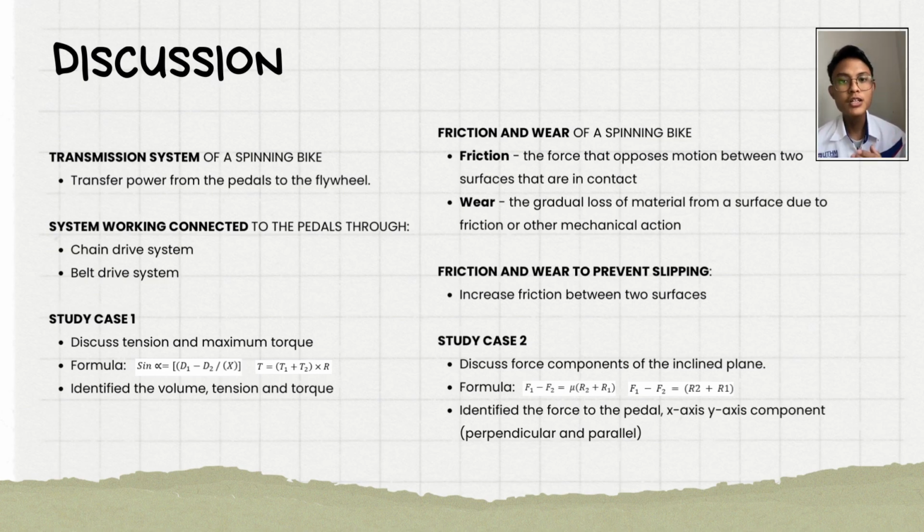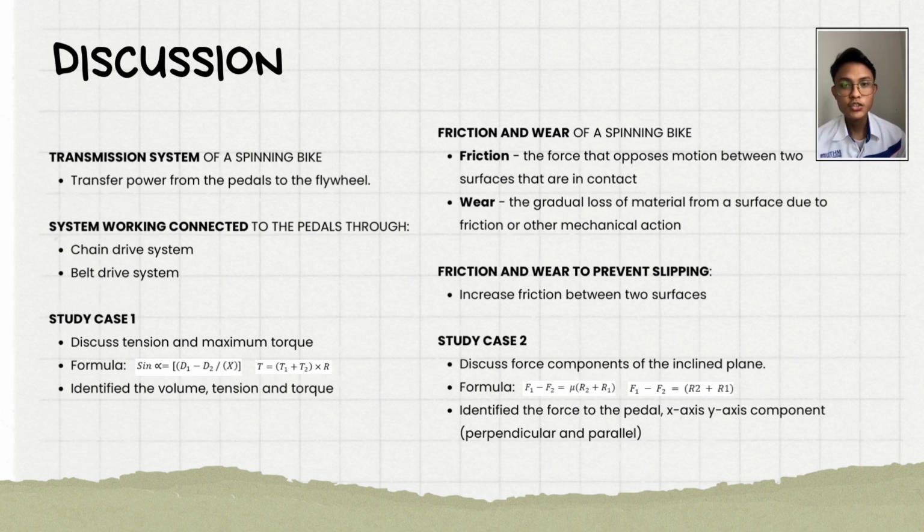In addition, increasing friction between two surfaces can also be useful to prevent slipping. For example, the treads on a tire increase friction between the tire and the road to prevent slipping. In the case of a spinning bike, increasing friction between the flywheel and the brake pad can also help to prevent slipping and provide a safer workout experience.